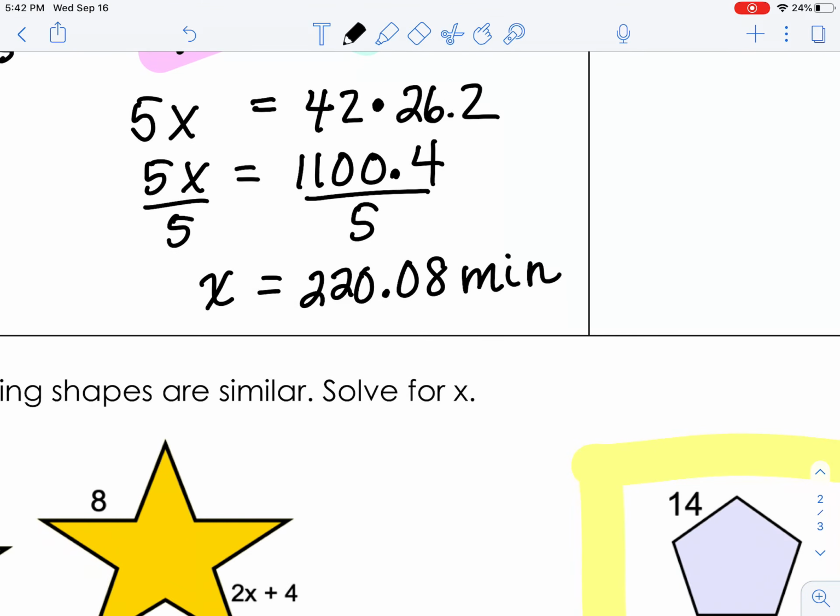Now that's an okay answer, but a better answer would be if you change this into hours and minutes. So if you forget how to do that, you would take this and divide it by 60. So if we divide 220.08 by 60, we would get 3.668. Now, that is hours. Well, we don't usually say, I run the marathon in 3.668 hours.